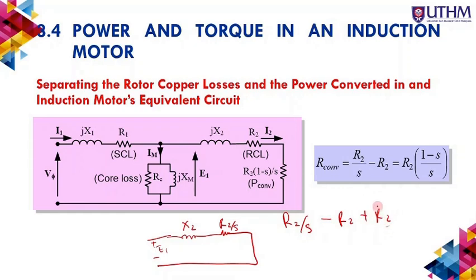Okey, so and then bila kita dapat plus R2 ni, kita asingkan, kita pisahkan daripada equation ni lah. Kita pisahkan. Okey, ni dapat R2. Okey, R2 satu. Ini kita dapatlah RCL tu, rotor copper losses. Okey, so sekarang kita ada R2 over S minus R2.